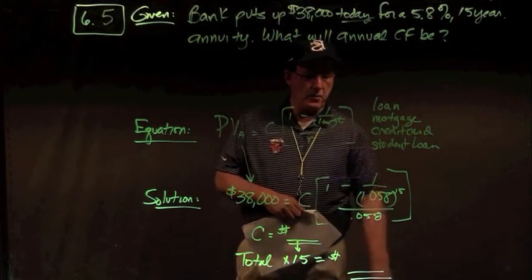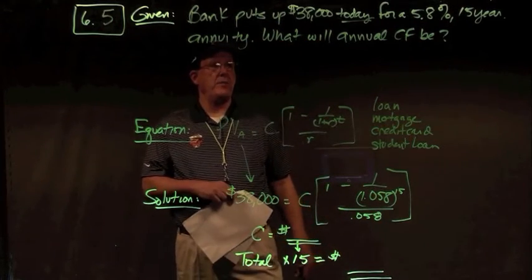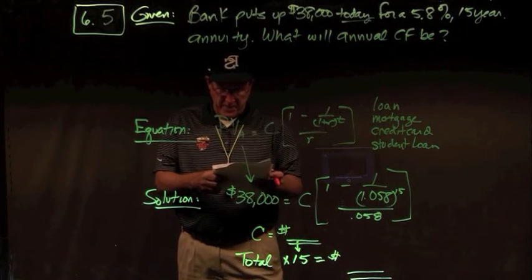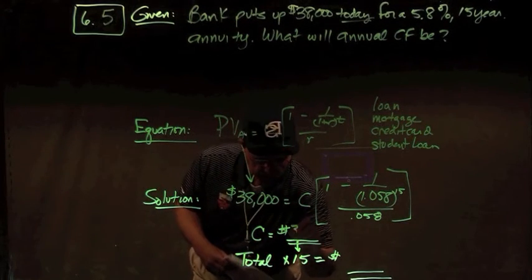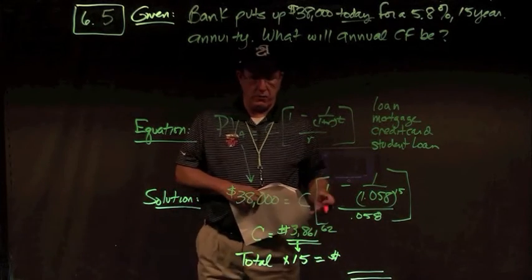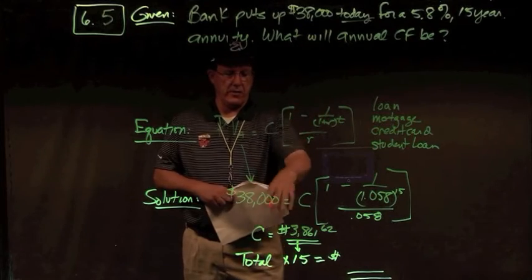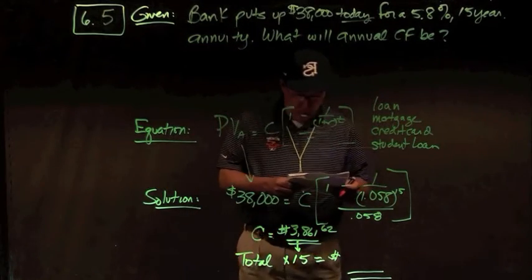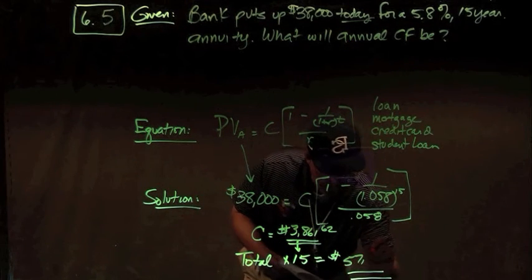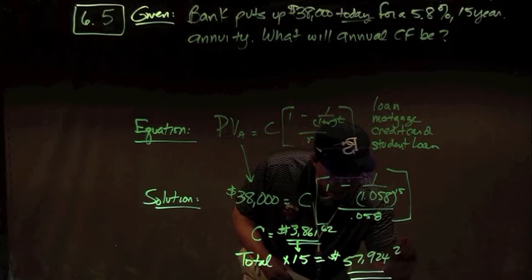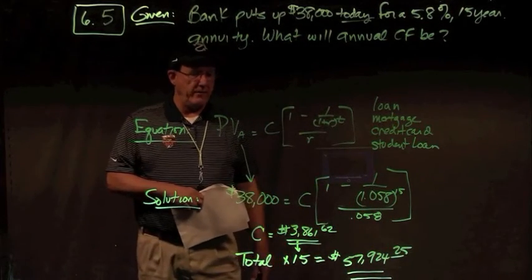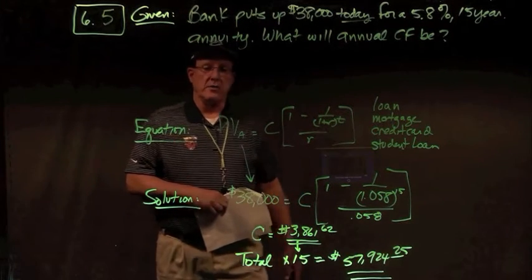C times 1 minus 1 over 1.058 to the 15th power divided by 0.058. I get a constant loan payment amount of $3,861.62. Now, how much will I pay in total for all of this loan and for all these payments over 15 years? I will pay $57,924.25 in total for the privilege of getting this $38,000 loan today at 5.8%. There's your answer to 6.5.